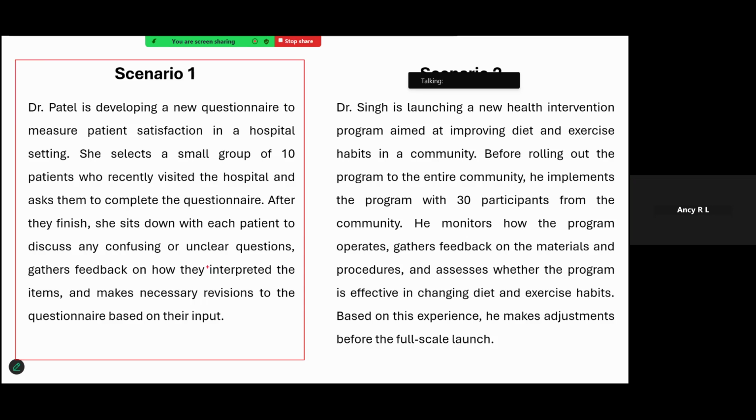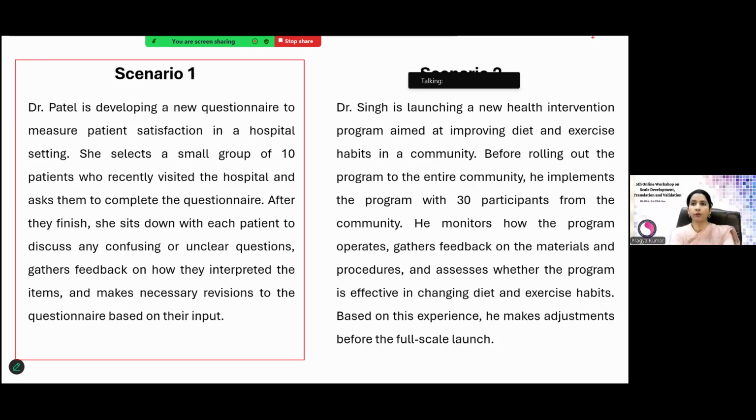Scenario two. Dr. Singh is launching a new health intervention program aimed at improving diet and exercise habits in a community. Before rolling out the program to the entire community, he implements the program with 30 participants from the community. He monitors how the program operates, gathers feedback on the materials and procedures, and assesses whether the program is effective in changing diet and exercise habits. Based on this experience, he makes adjustments before the full-scale launch.